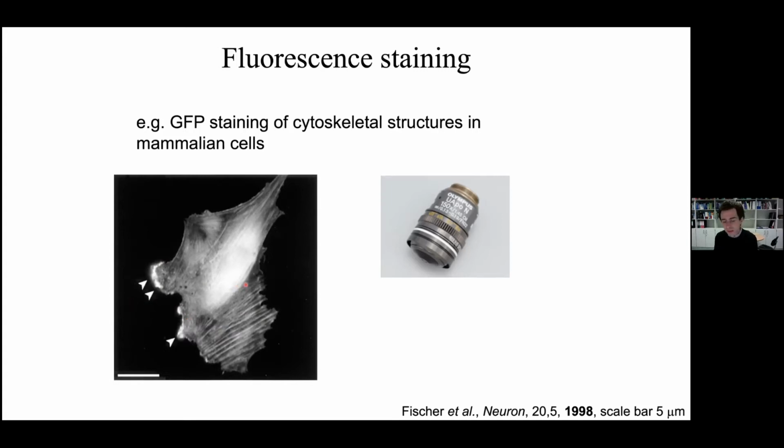So in principle, then we have the ability to look into a living organism where we have labeled our targets of interest with, let's say, fluorescent proteins, and see what happens.